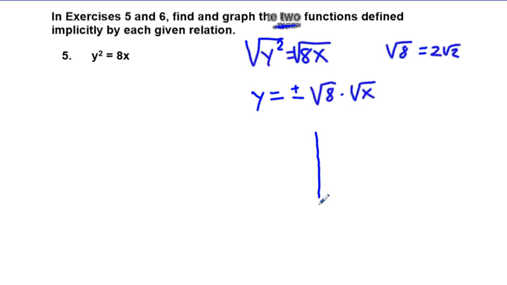So if we had to draw that sketch, this sketch is going to look like one function like this. The other function, the negative reflection of the same. So there. Those are more or less looking like reflections.